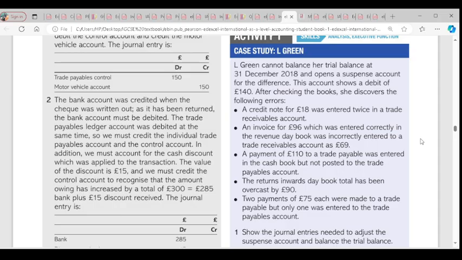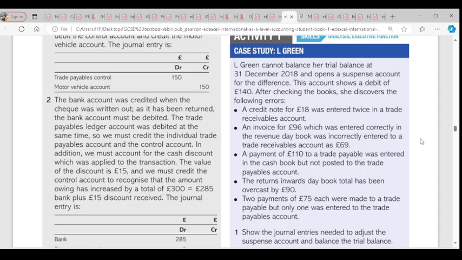Then the second one, an invoice of 96 which was entered correctly in the revenue daybook was incorrectly entered to a trade receivable account as 69. So that means the trade receivable account has been understated by 27, the difference between 96 and 69. The invoice was entered correctly in the revenue daybook for 96, but the trade receivable account is having a reduced figure.